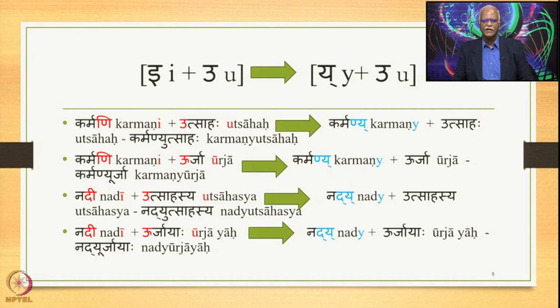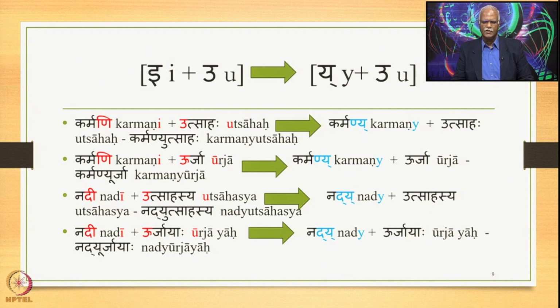So this was an example with short U. Now because U is also part of the Uddeshya, the same sandhi can also happen when there is long U, like Karmani plus Urja. In this case, once again 6177 applies and E becomes Y, and we have the form Karmanya Urja and Karmanyurja.